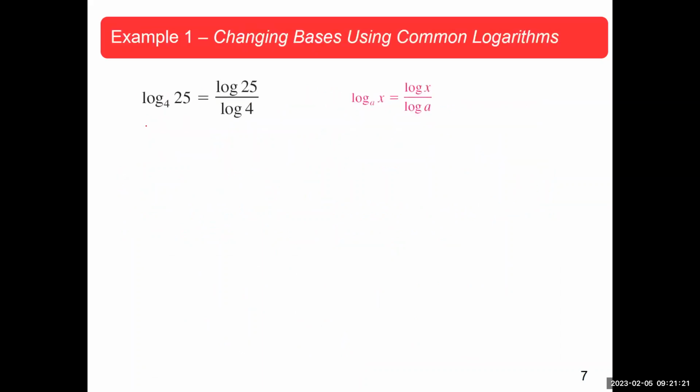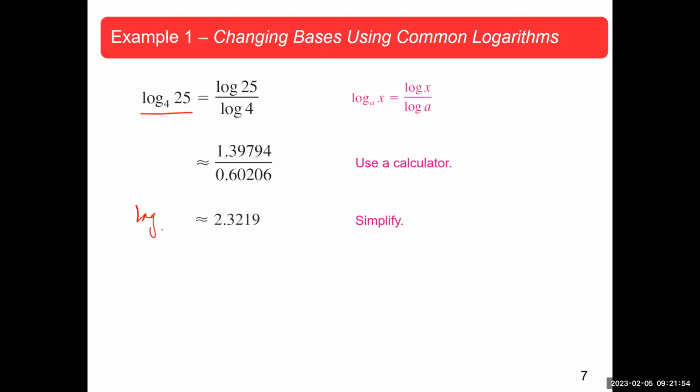For example, what is the answer for log base 4 of 25? You say, I'm going to use log base 10 of 25 over log base 10 of 4. And you use your calculator, log 25 divided by log 4, you get the answer. So log 25 is 1.39, log 4 is 0.602. Now, if we divide those two numbers, that's the answer for log base 4 of 25. You can also try the natural log.